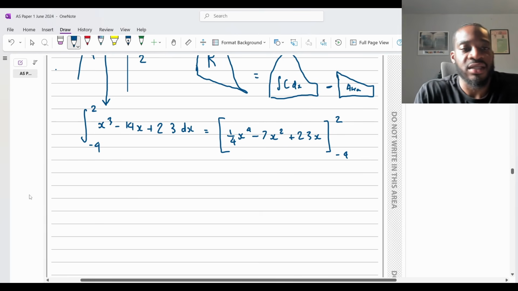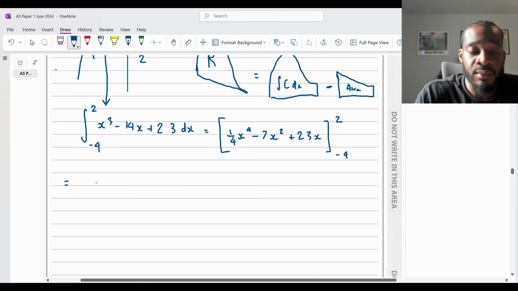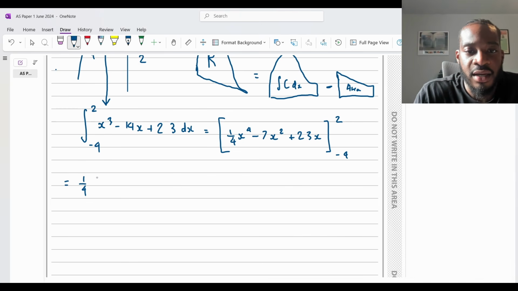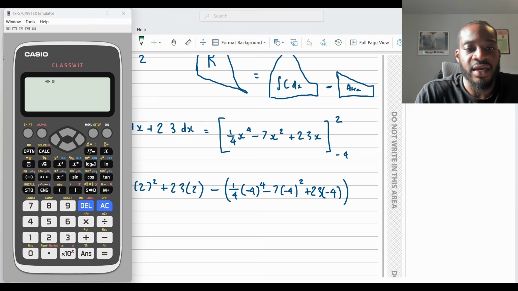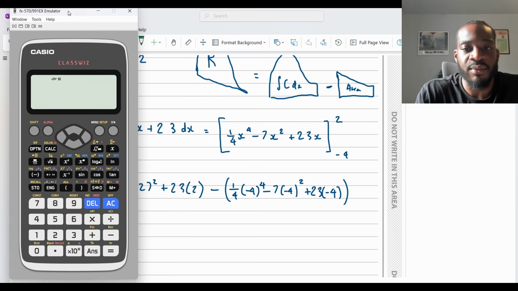So we're just going to plug these in. So it's going to be equal to a quarter times 2 to the power 4 minus 7 lots of 2 squared plus 23 lots of 2. Take away the lower limit now, put in a big bracket, a quarter times -4 to the power 4 minus 7 lots of -4 all squared. I forgot the 4 there. Plus 23 lots of -4, like that. So I'm just going to put this into the calculator and see what we get. So that will give us a big part of this question done.